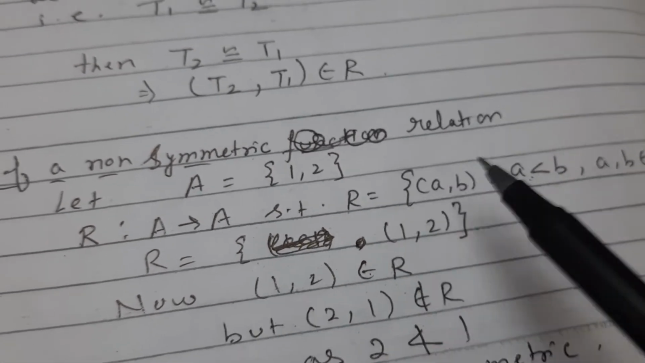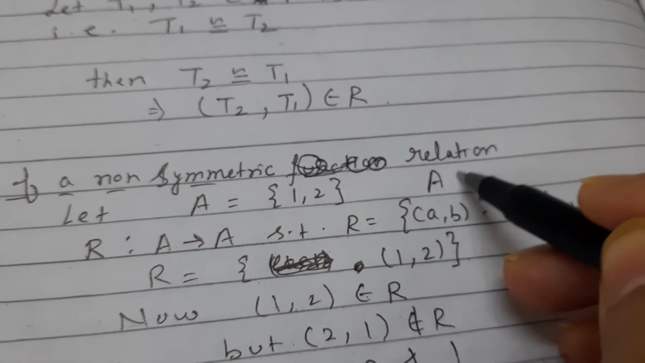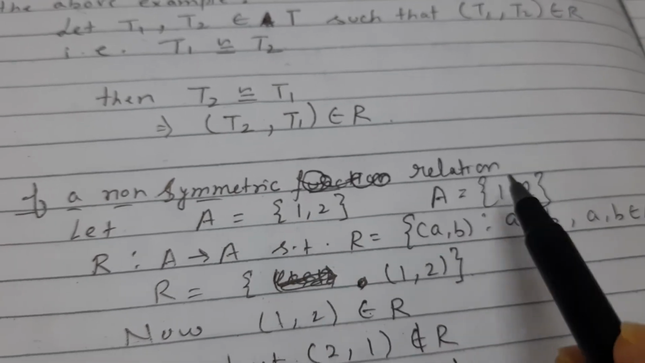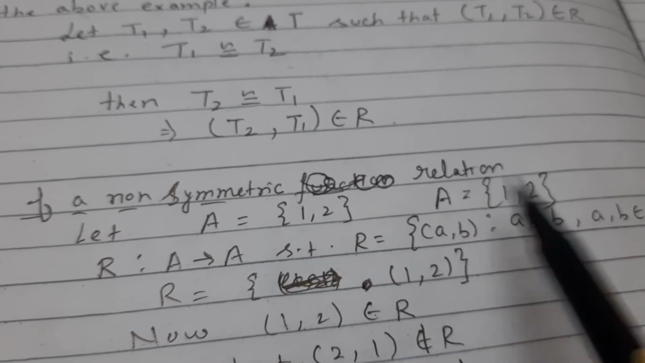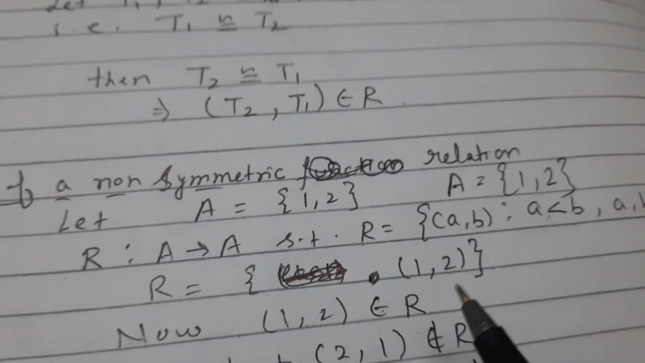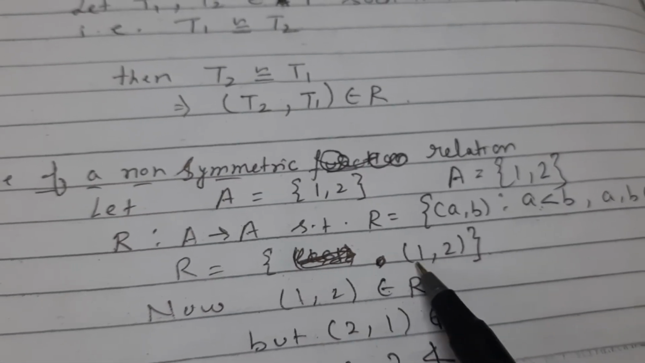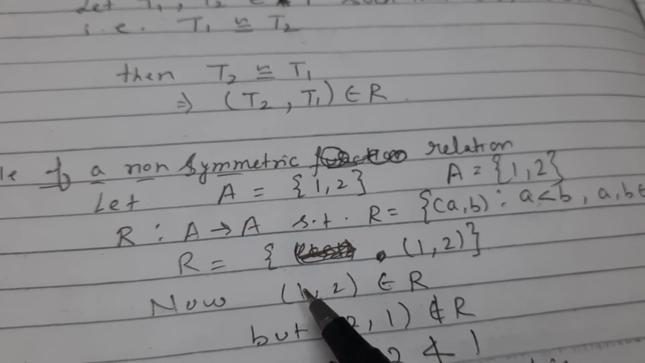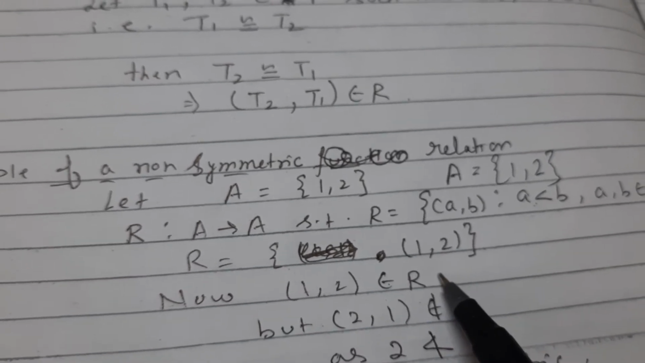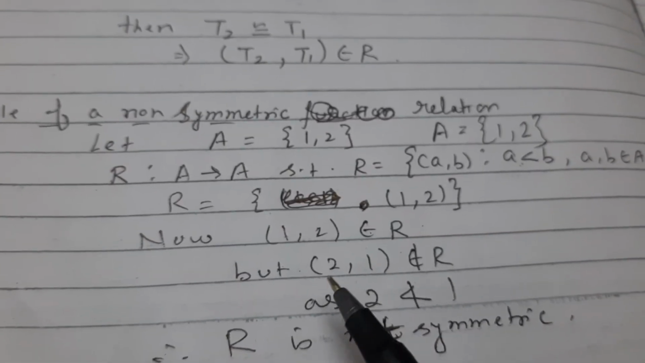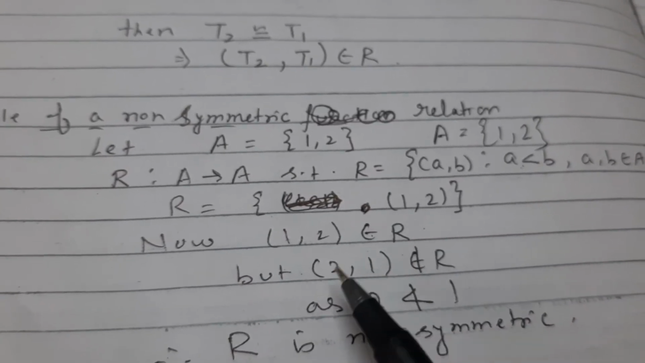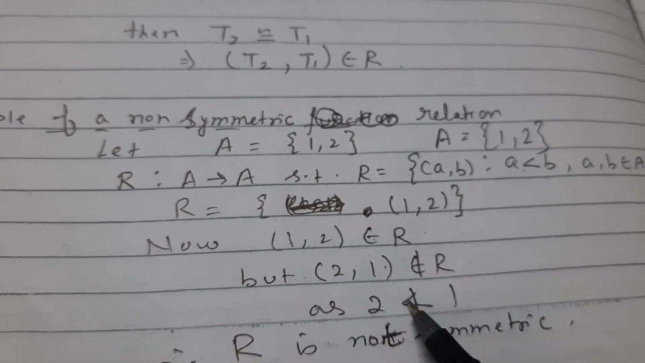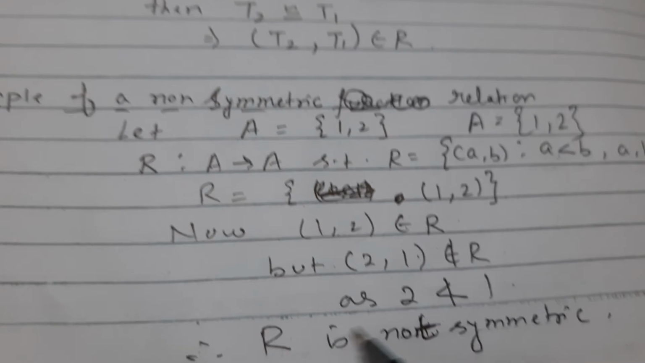So R will contain, because if I take it on A, how many elements? A cross A will contain (1, 1), (1, 2), (2, 1), (2, 2), isn't it? But only in one case, 1 is less than 2. So (1, 2) belongs to R. But does (2, 1) belong to R? No, because 2 is not less than 1. So (2, 1) does not belong to R. Therefore, R is not symmetric.